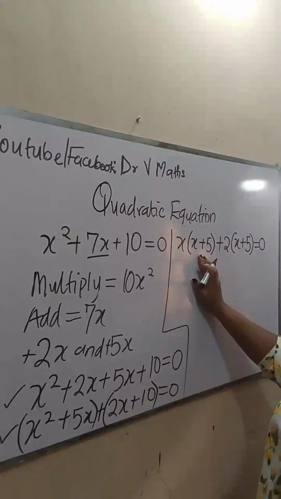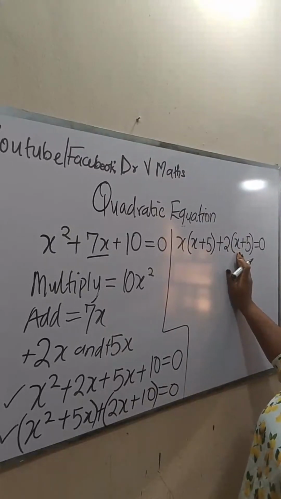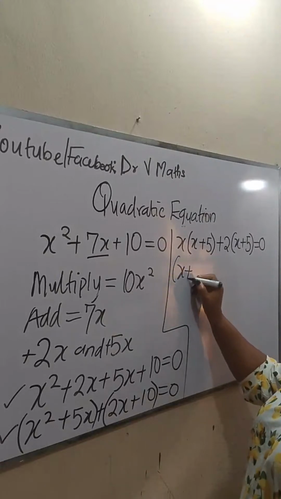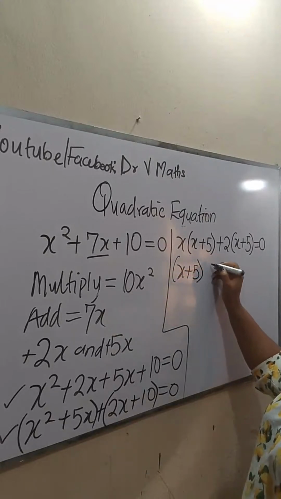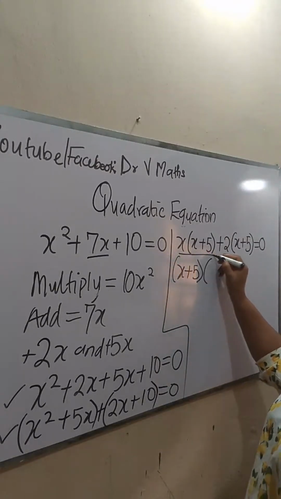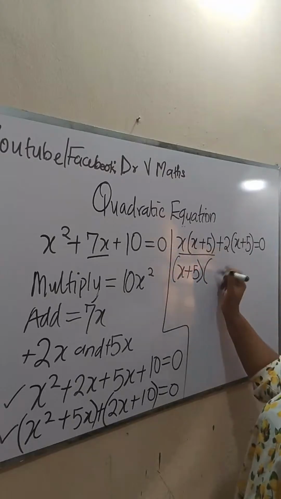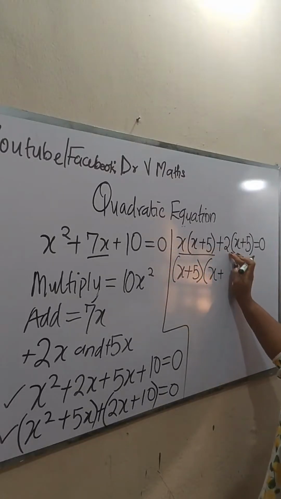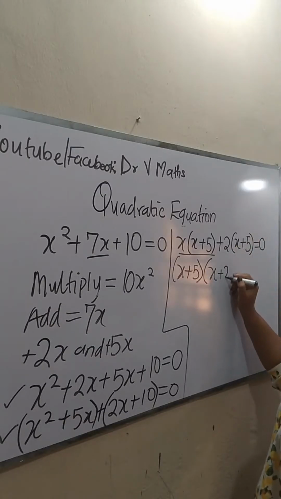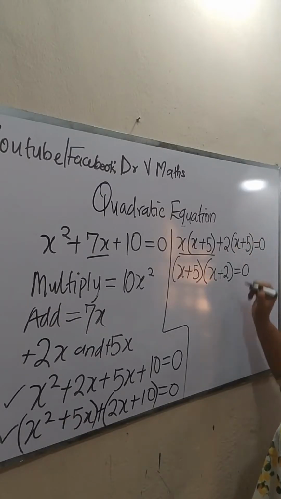Then see here, x plus 5 is common. x plus 5 is here, and x plus 5 is here. So I'm going to factor out x plus 5. We open another bracket. If we divide the whole of this by x plus 5, it goes off and we have x remaining, plus. Dividing this side by x plus 5, it goes and we have 2 remaining. And that is 0.